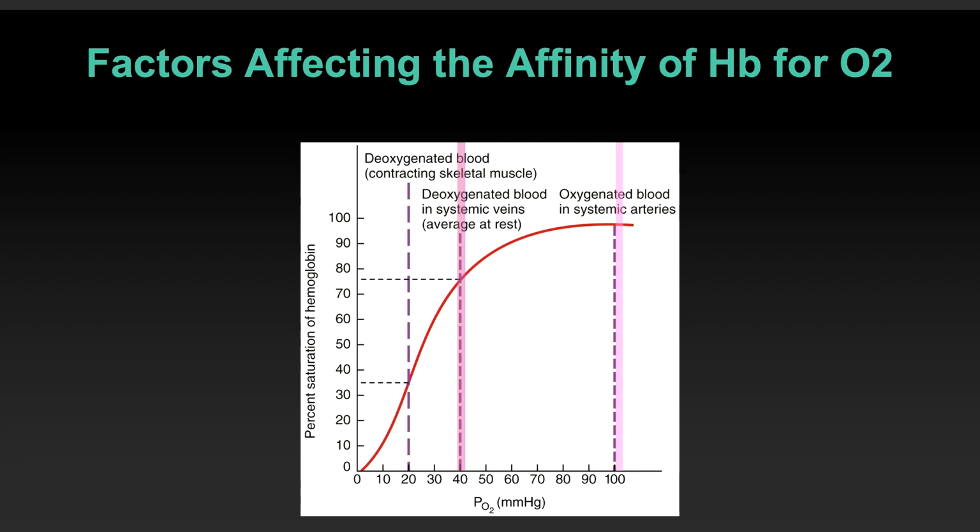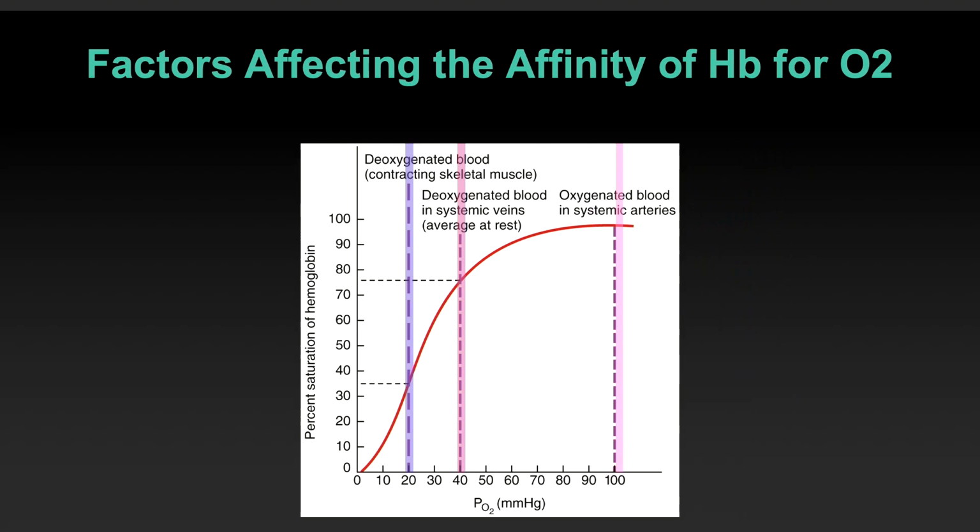And you might see this other dashed line shown on the graph is meant to represent a muscle cell during heavy exercise. Very metabolically active tissue. PO2 is very low because the mitochondria are using a lot of oxygen. As the PO2 drops to 20, in this case, the blood that leaves that muscle is only 35% saturated.